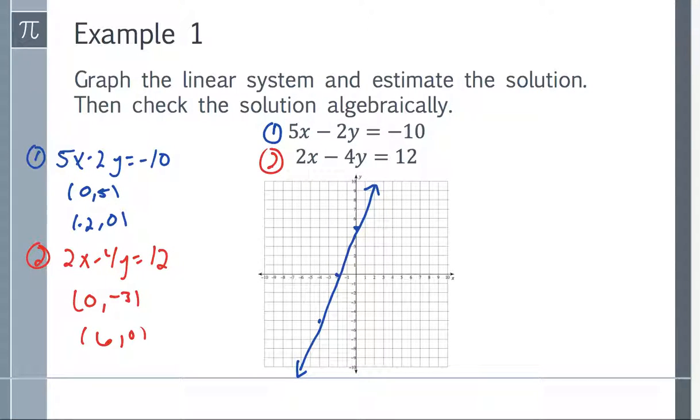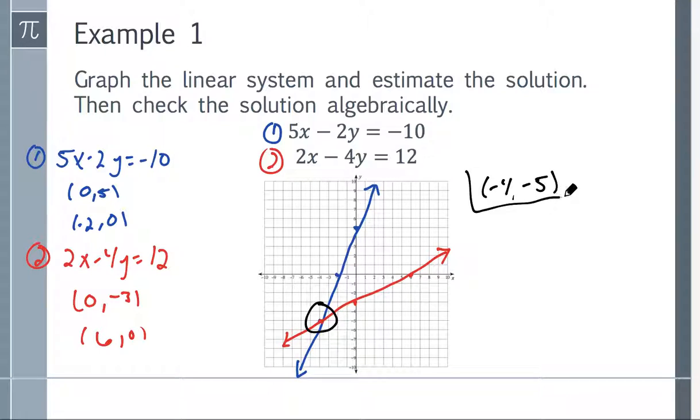And then let's graph the other one. 0, negative 3, and 6, 0. And again, I know another point. And then I try to connect those as best as I can. And if you notice, I see an intersection. Now, the better you graph, the easier it is to find the intersection point. And if you notice, the intersection is negative 4, comma, negative 5.